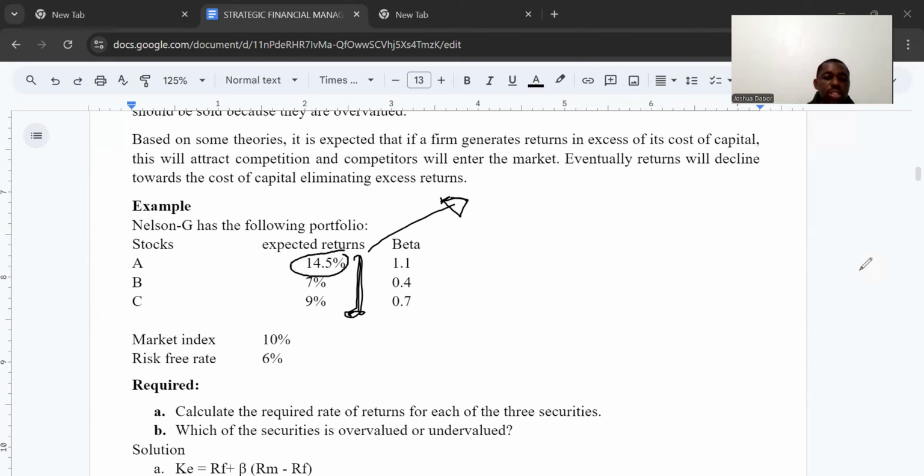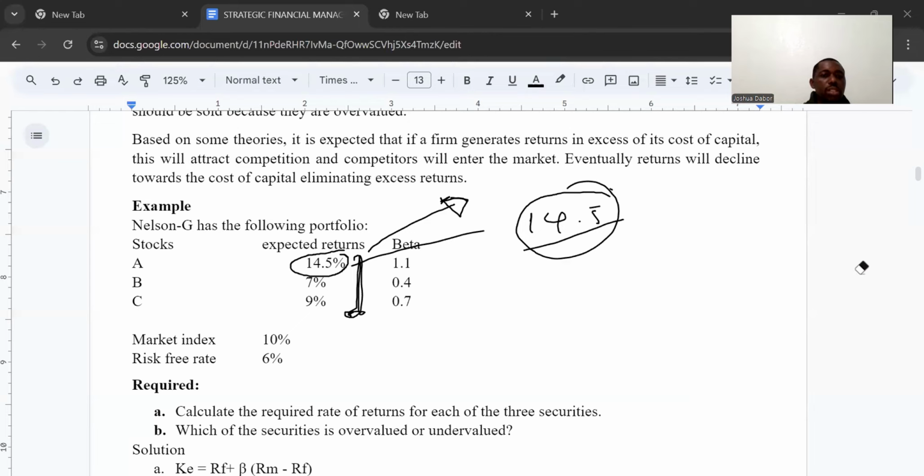If what we calculated using the model is also 14.5, it means the security is properly priced and lies on the capital asset pricing model line, the security market line. If it is well priced, it will fall on the security market line. But if it is lower or higher than this, it means the security has either been overpriced or underpriced, overvalued or undervalued. So we have 14.5, 7, and 9. Those are the expected returns from the three securities.